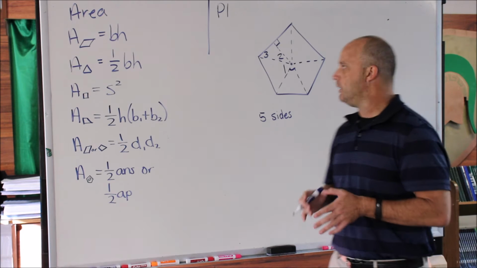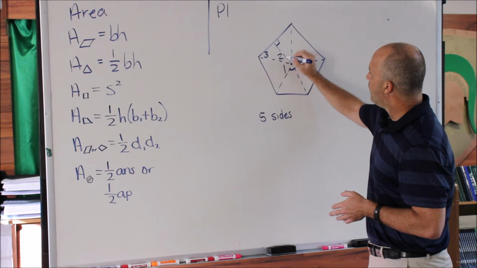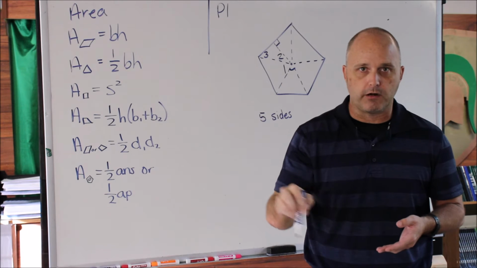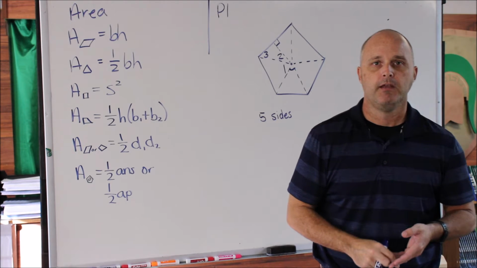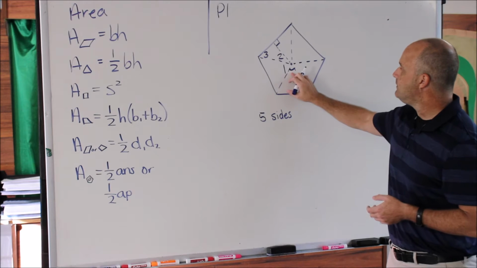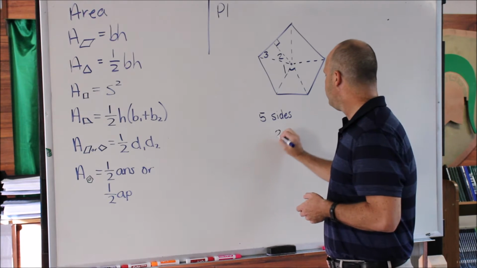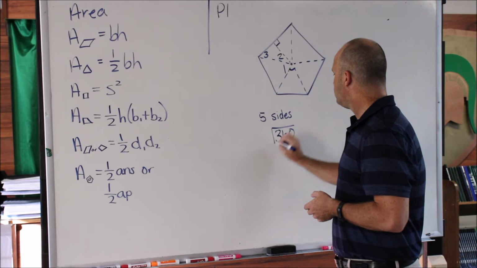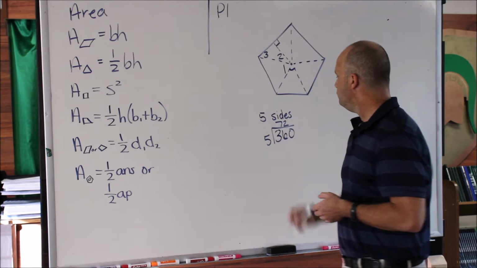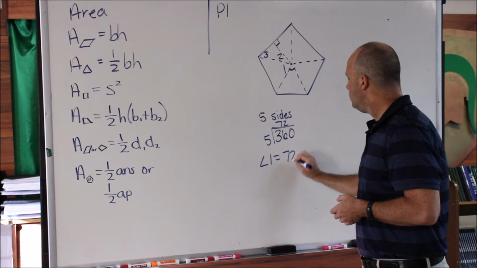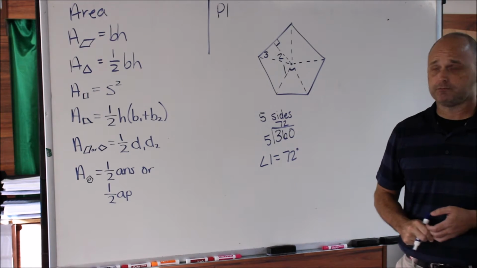And again, the reason why we're going to do this is because when we go around that point, we end up with a circle. We have gone 360 degrees around that point. So that means we're doing 360 divided by 5. So 360 divided by 5 is going to give us 72. Right? So angle number 1 is equal to 72 degrees.